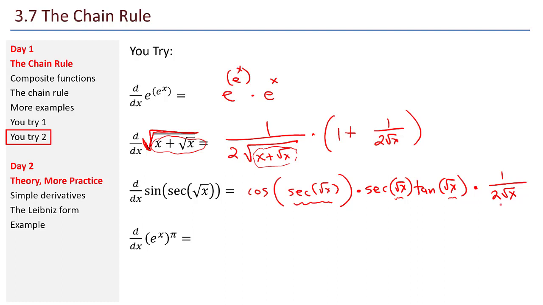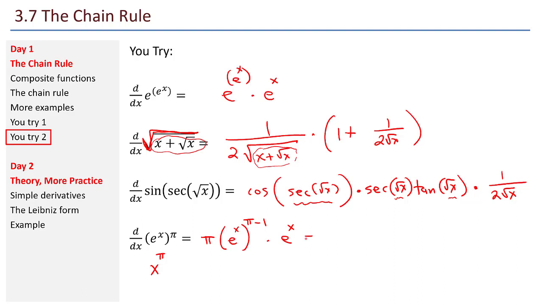Last example. This function, what is the outermost function here? Well, the outermost function is really x raised to the pi. And so the derivative of that, the pi comes down out in front, and the inside stays the same, e to the x. And then subtract 1 from the exponent. But then I need to multiply times the derivative of the inside, and the derivative of e to the x is just e to the x.